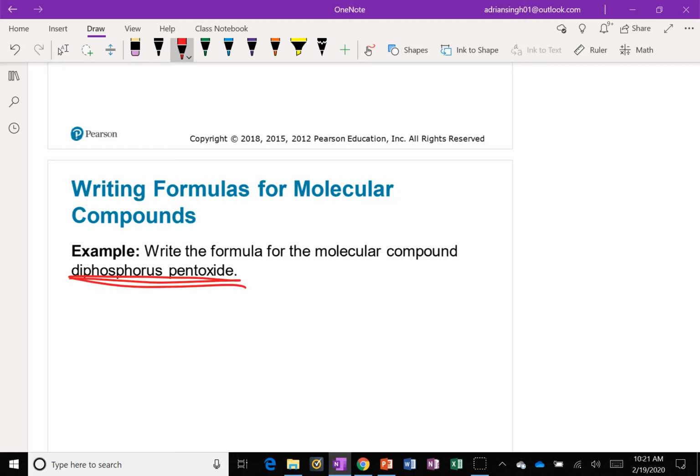Diphosphorus. Di meaning 2 phosphoruses, or phosphori. What's the symbol for phosphorus? P. So I have 2 P's and then pentoxide. Pent, 5, oxide, oxygen. 5 oxygens.